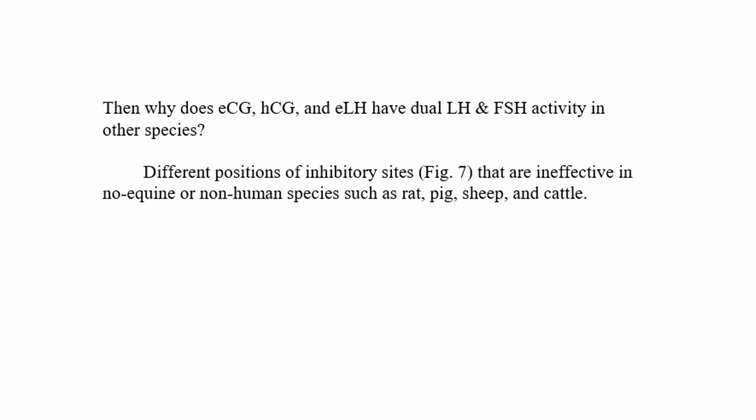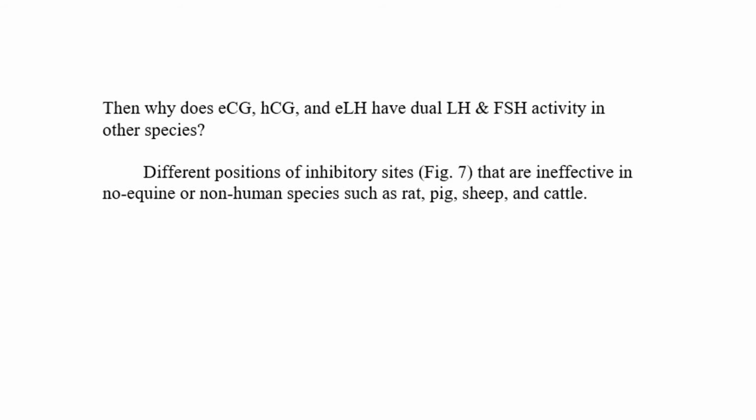So, you may be asking the question now, well, if there's so much specificity between native LH and native FSH in a particular animal, like a cow or a sheep or a goat or a pig or a human, then why on earth do ECG and HCG and even equine LH have the ability to bind to one or both receptors? So why can ECG, HCG, and equine LH bind to either the LH or FSH receptor in other species, and that allows us to use them for superovulation or induction of follicular growth and ovulation?